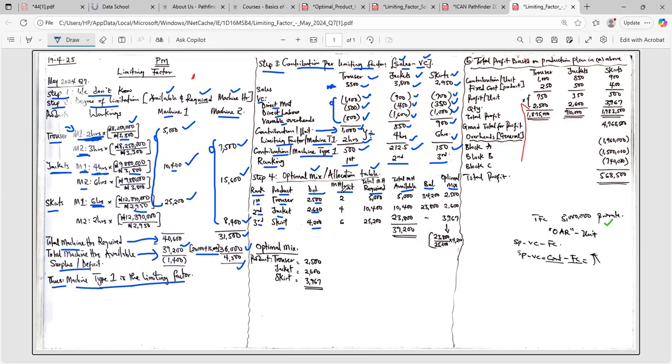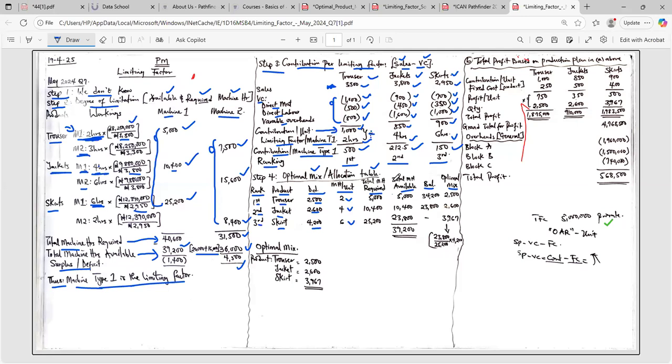So, what about your machine hour per unit? I'm using machine hour per unit here because machine hour is the limiting factor, and I'm focusing only on machine type 1. Okay. So machine type 1 per unit is 2. Machine type 1 per unit is 4. Machine type 1 per unit is 6. So we have 2, 4, and 6. Makes sense? Because 2 is for trouser, 4 is for jacket, which is number second, while 6 is for skirt.